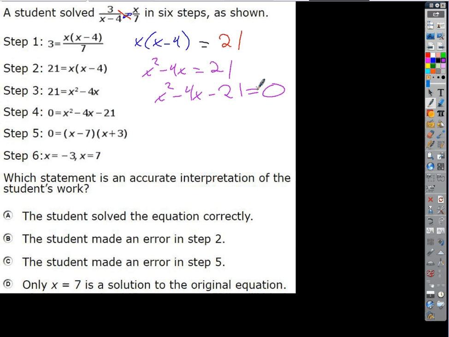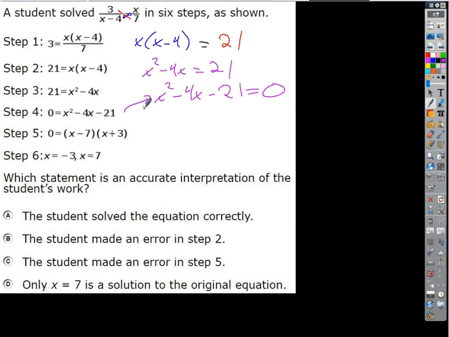So you've got all kinds of strategies for that. So let's go through the solution up here that the student did, and let's see if we can find any mistakes. So first part's fine, right? They did the blue cross product, x times x minus 4. Next step, they multiplied the 3 by the 7. So far, so good, right? Then they distributed, and they got the same thing we did: 21 equals x squared minus 4x. They subtracted the 21, just like we did.